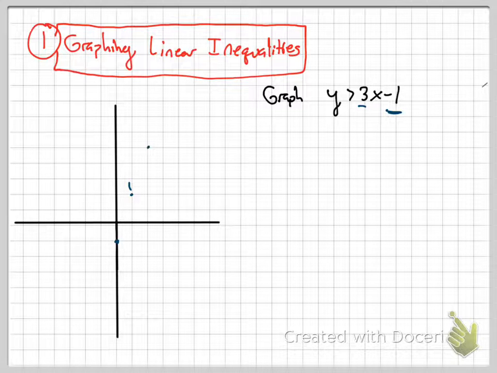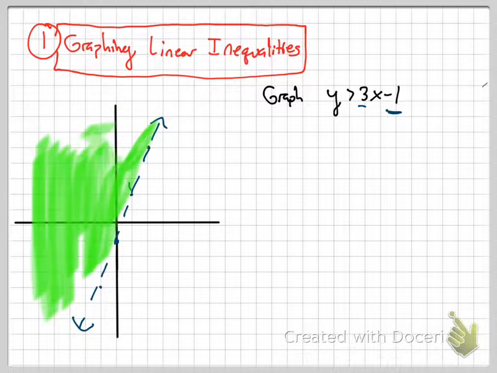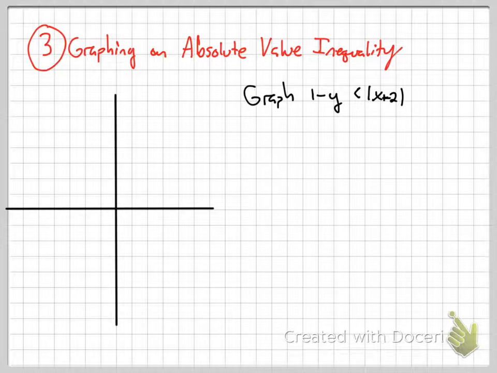Up 3 over 1. Since this is y is greater than, I'm going to make a dashed line. And since it's greater than, I'm going to want to shade above that line. And I'm done. Next, let's take a look at how we would include an inequality for an absolute value in here.